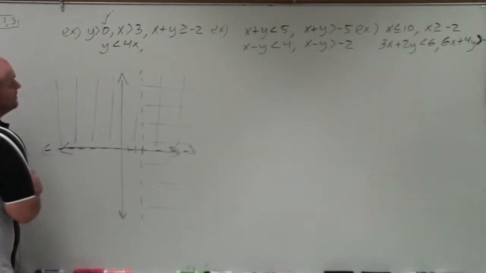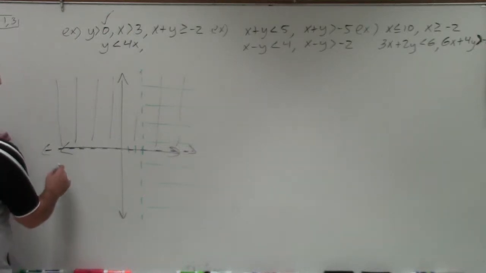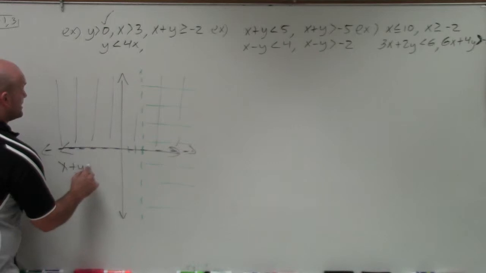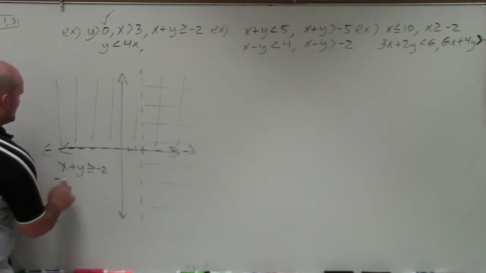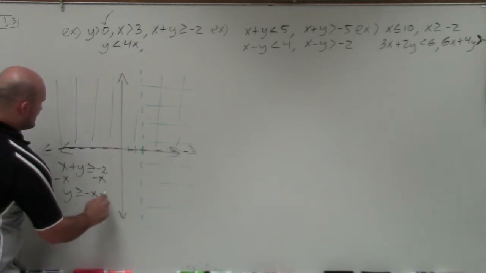Then the next one is x plus y is greater than or equal to negative 2. Let's go ahead and solve that. X plus y is greater than or equal to negative 2, so let's subtract the x from both sides. Y is greater than or equal to negative x minus 2.